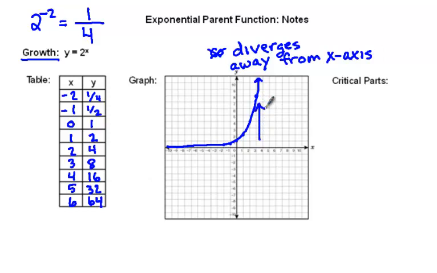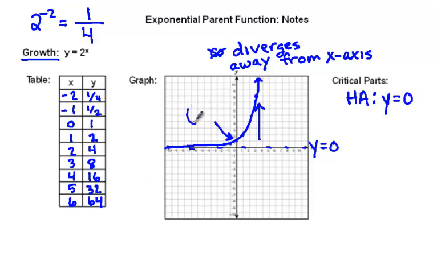And there is a very special thing going on here. Because of that negative exponent, it creates an asymptote at y equals 0. So it has a horizontal asymptote. That's one of the critical parts. At y equals 0.